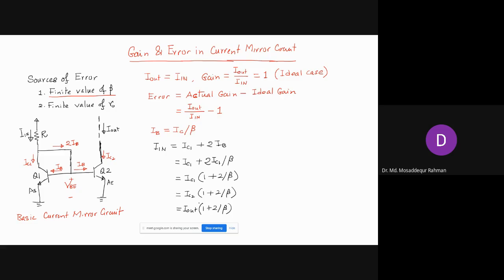Okay, so we got an expression, an equation that relates I in, the input current, to the output current. And so we can now write the expression for the gain of this current mirror circuit, which is defined as the gain equal to I out by I in, and that is equal to 1 over 1 plus 2 by beta.